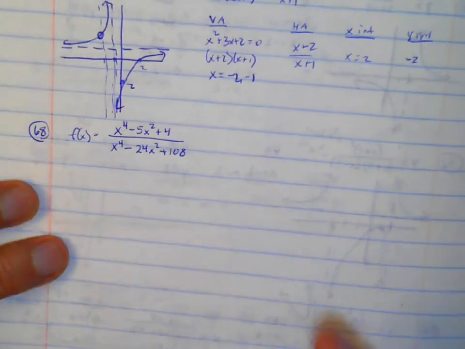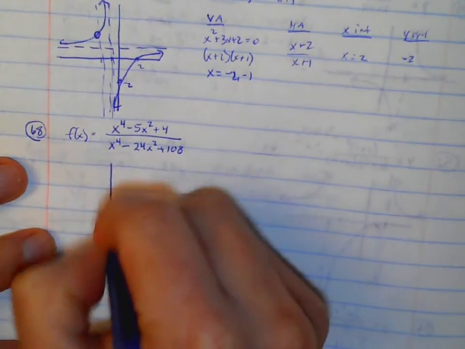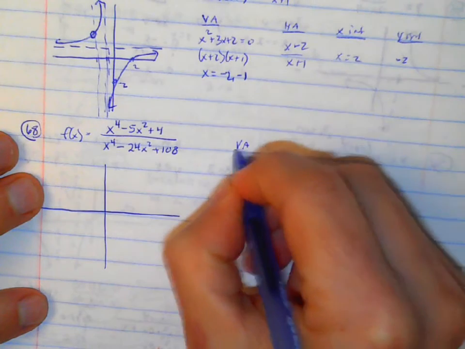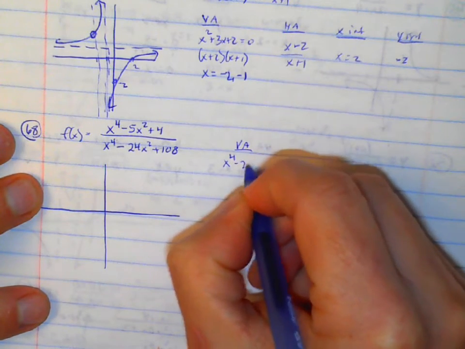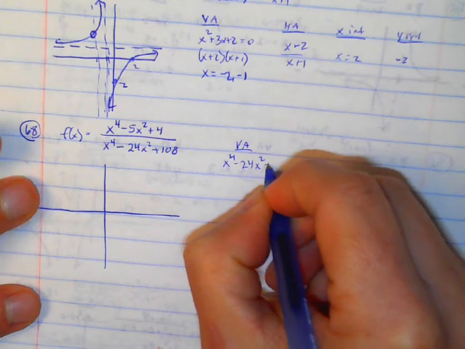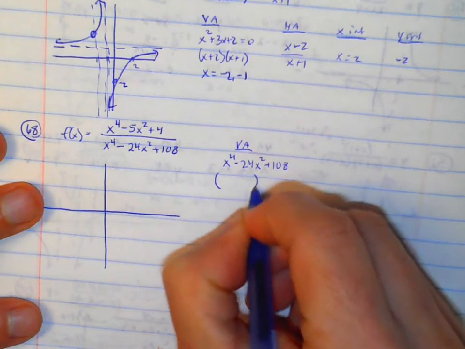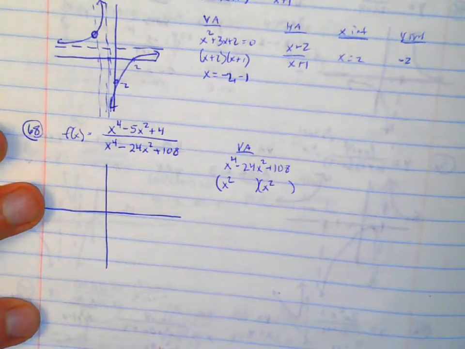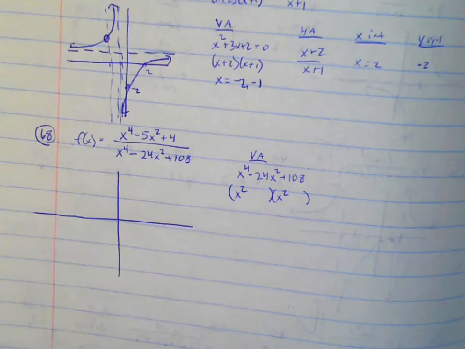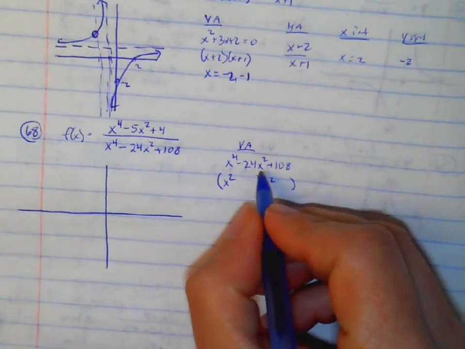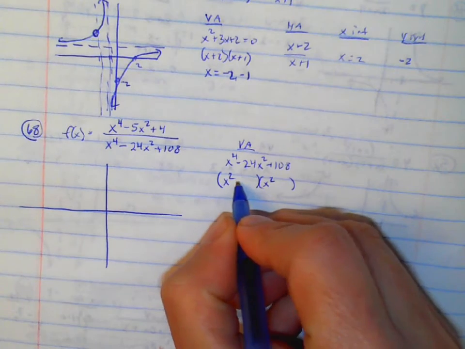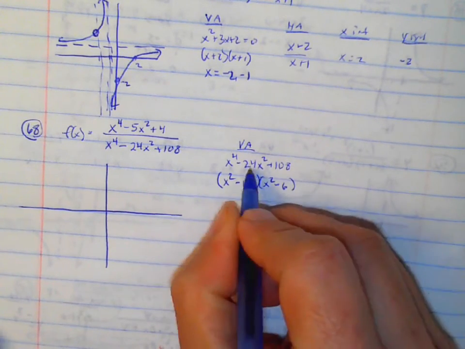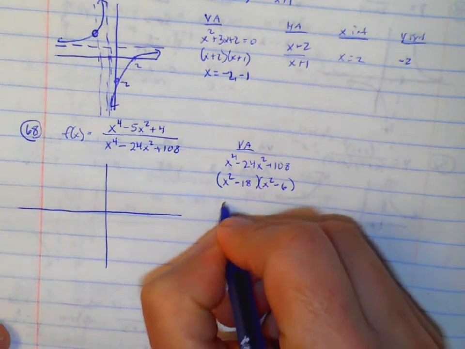Okay, number 68. This will be a good one. For our vertical asymptote, set the bottom equal to 0. I'm going to use factoring, x squared and x squared. 108 and 24. That took me a little bit to figure out, but it comes out to be negative 18 and negative 6. It multiplies to give you this and adds together to give you that. So we have to solve these.